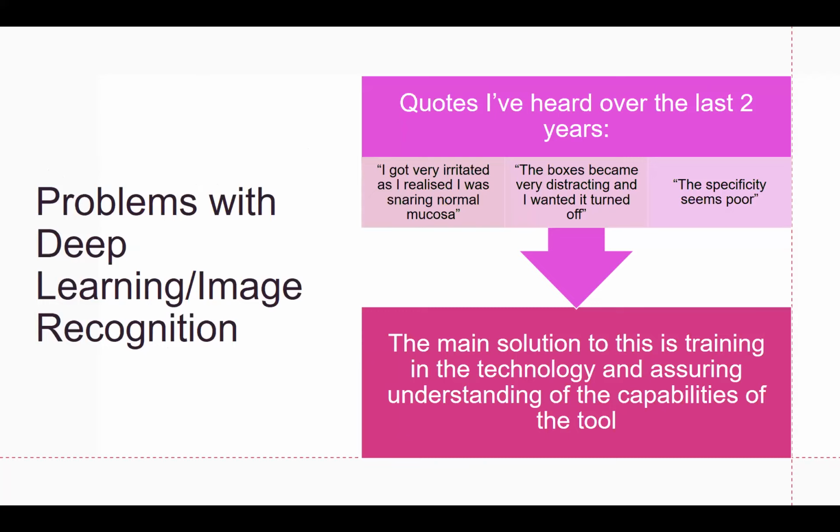Interestingly, we've had the opportunity to have these in the unit for a few months now, and try them. And one of the things I would say about any new technology is it's not without problems. Somebody said to me, I got very irritated as I realized I was snaring off normal bowel mucosa, or the boxes were very distracting and the specificity seems poor. And it's like, well, why are you snaring off normal mucosa? Did you decide to leave all common sense at the door and not realize that it's a tool to help but not to tell you what to do?